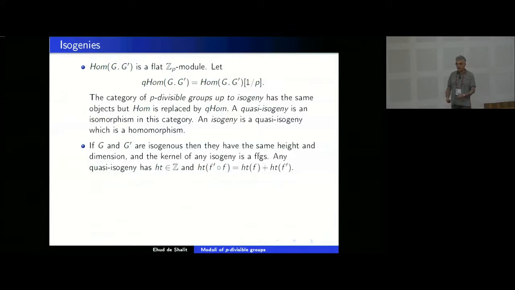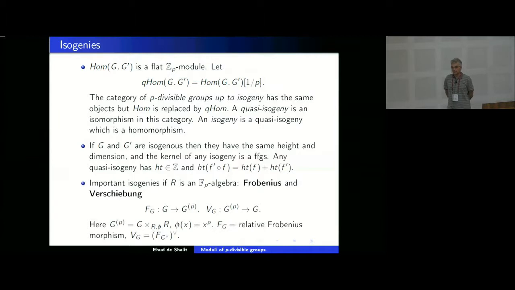And any quasi-isogeny has a height associated to it. The height of the p-divisible group is the height of the quasi-isogeny multiplication by p. But you can assign to any quasi-isogeny a height. If this quasi-isogeny is a true isogeny, a true homomorphism, p to that height is the rank of the kernel. And in general, you can work it out if you insist that this nice equation continues to hold.